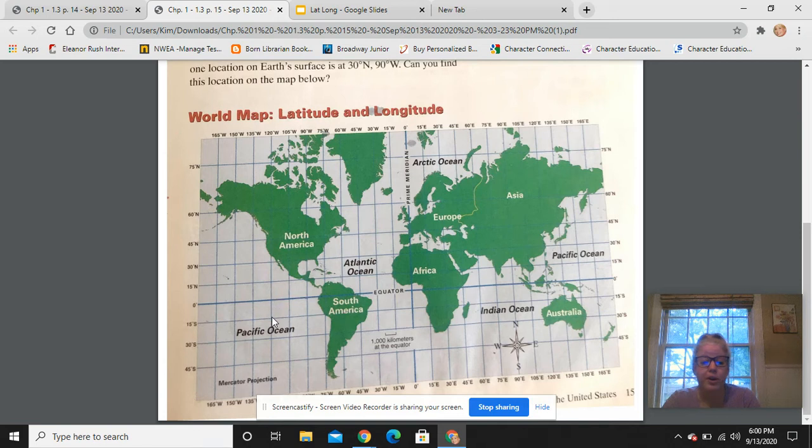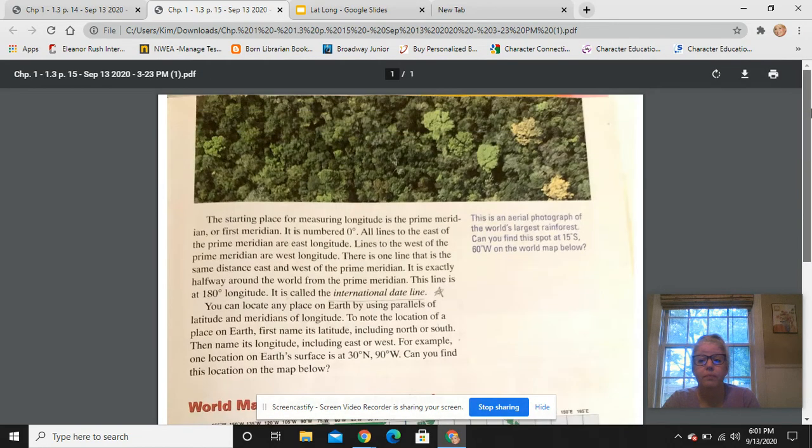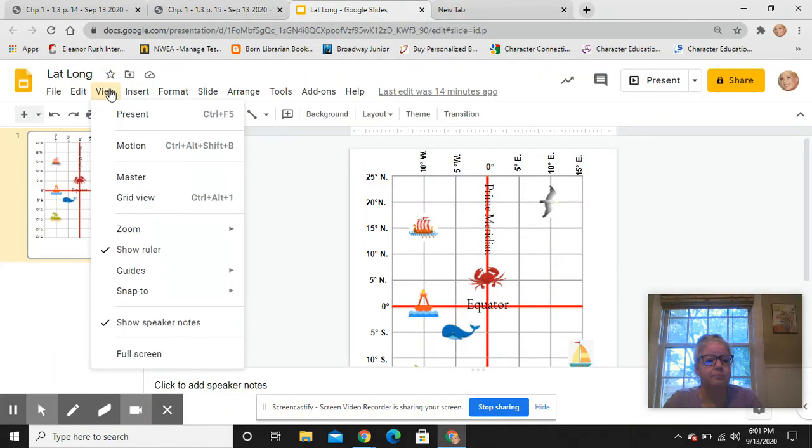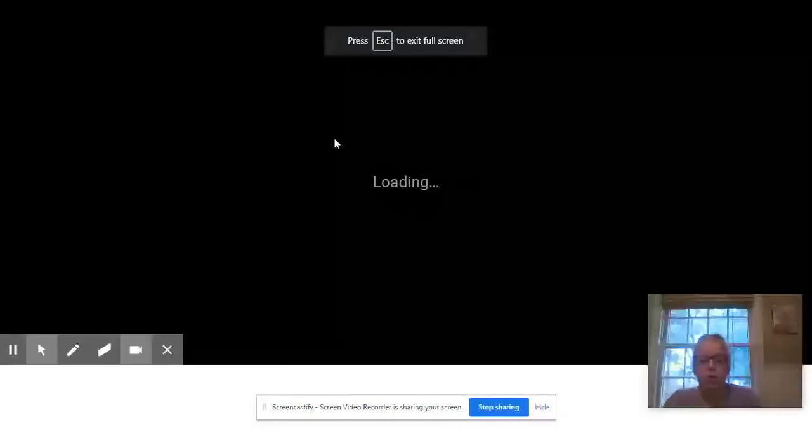So remember, you're going to go north or south first, get your coordinate for your latitude first, and then your longitude, east or west of the prime meridian. Now, let's take a look at some coordinates.